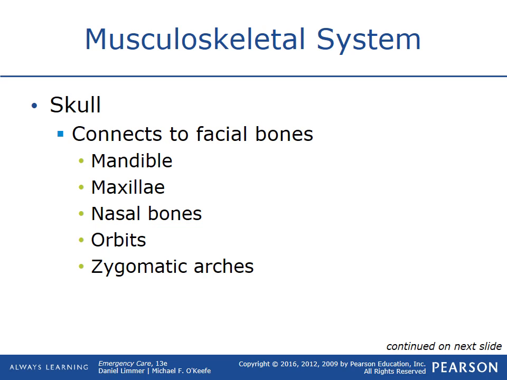The skull connects to facial bones. There's the mandible, which is the lower jaw, the maxilla, which is the upper jaw. Then you have all of the little nasal bones, and the bones that surround the eyes, that our eyeballs sit in, are called orbits, and our cheekbones are zygomatic arches.